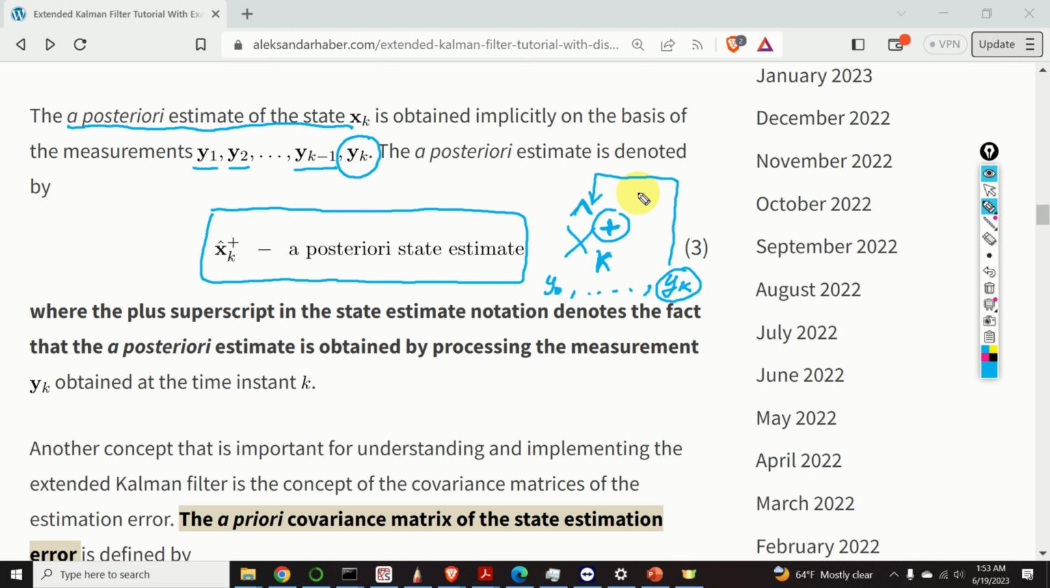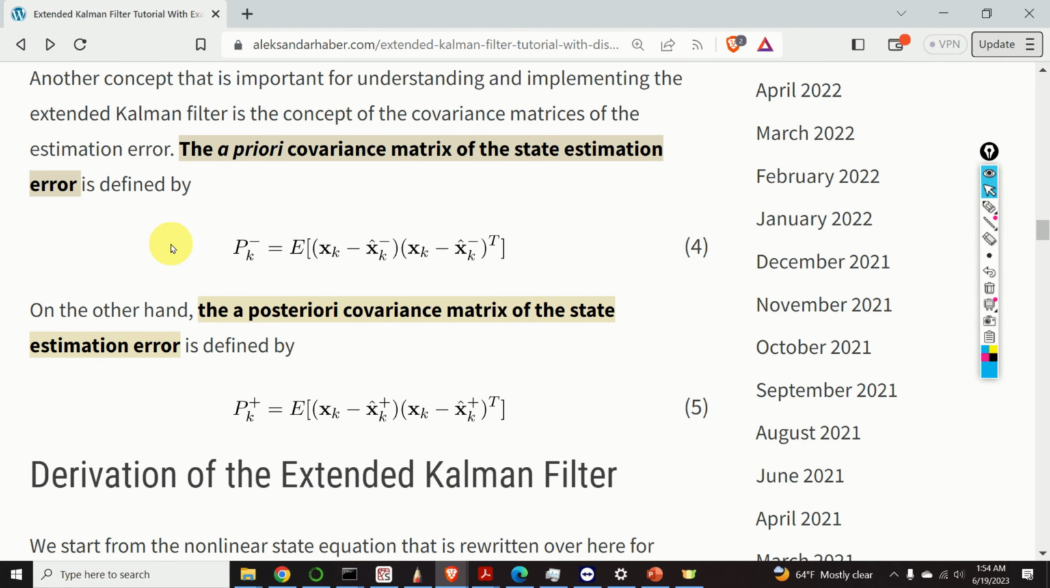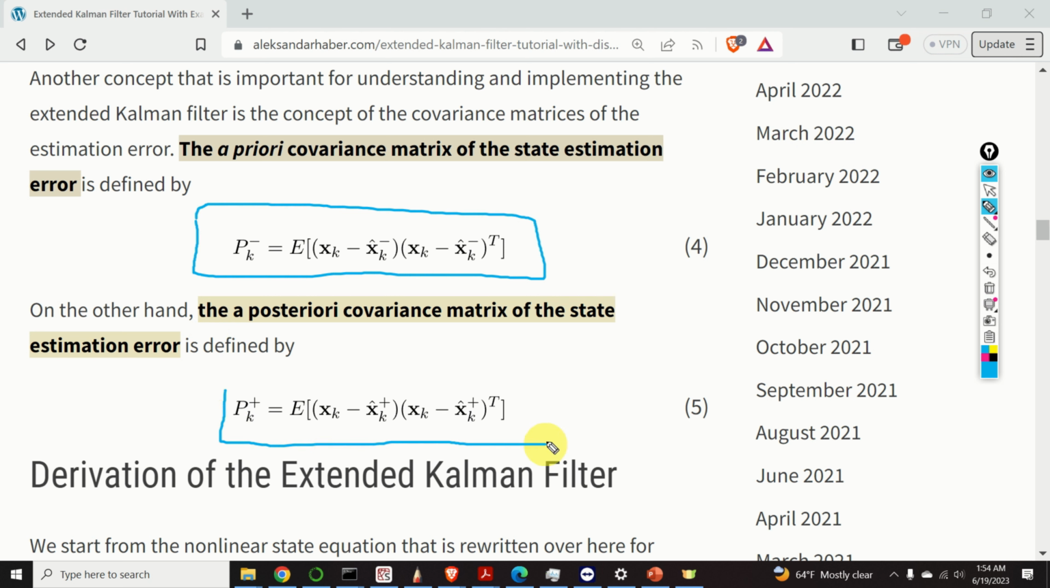That is, we take all the measurements starting from y0 until yk, including yk, in order to compute the a posteriori state estimate. Another concept that is important for understanding and implementing the extended Kalman filter is the concept of covariance matrices of the estimation error. The a priori covariance matrix of the state estimation error is defined by this equation. On the other hand, the a posteriori covariance matrix of the state estimation error is denoted by this equation.